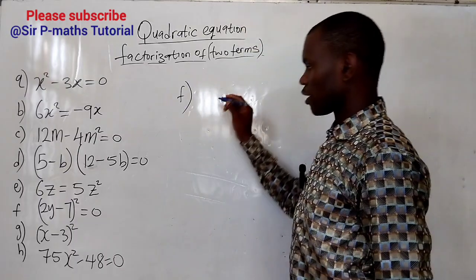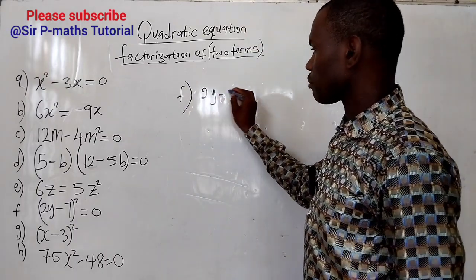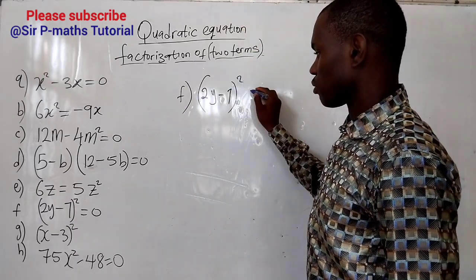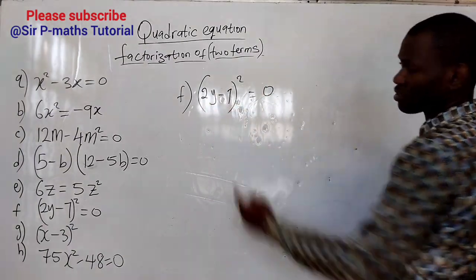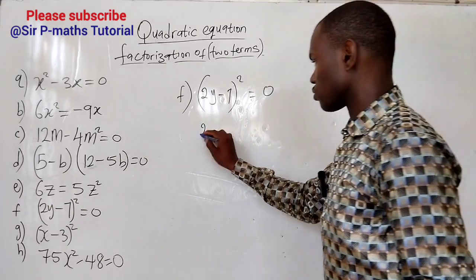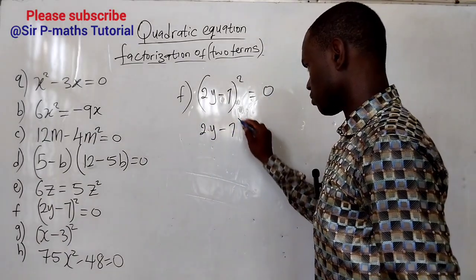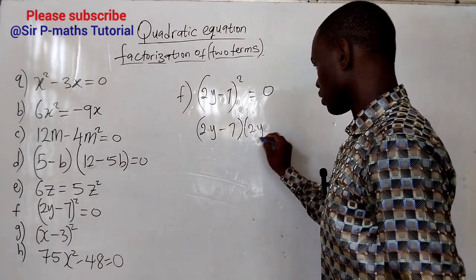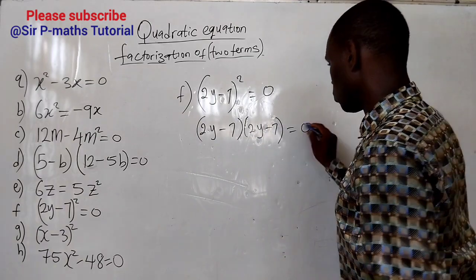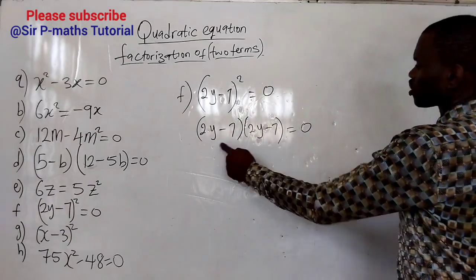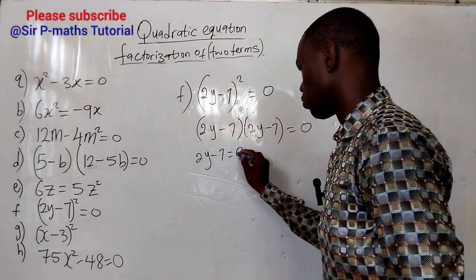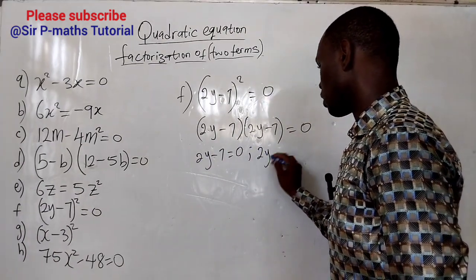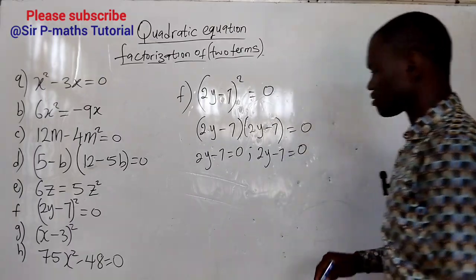Solving the f, I have 2y minus 7 raised to power 2 equal to 0. This square means that this bracket is twice. So I'll say 2y minus 7, 2y minus 7 equal to 0. Then equate each of the brackets to 0. I'll have 2y minus 7 equal to 0, and 2y minus 7 equal to 0.